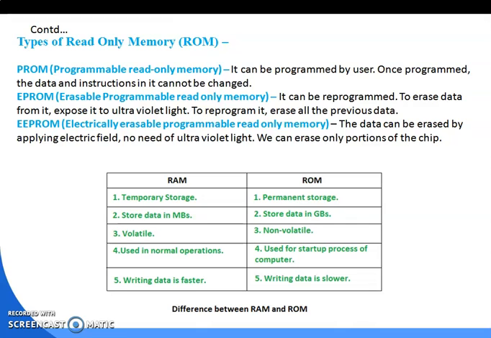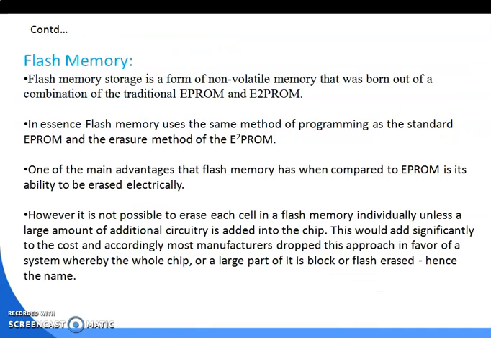Again, there is a difference between RAM and ROM chips. RAM is temporary storage, ROM is permanent storage. RAM stores data in MBs and GBs, read-only memory too. RAM is purely volatile, but ROM is purely non-volatile. RAM is used in normal operation, but ROM is used for the startup process of the computer. The BIOS program is there. In RAM, writing data is faster. In read-only memory, writing data is a bit slower than RAM. So this is the difference between RAM and the ROM chip.